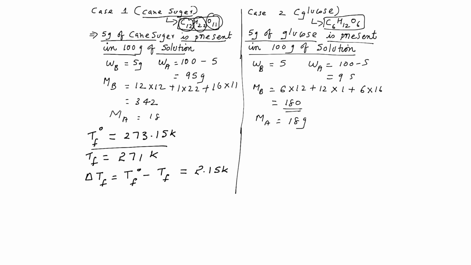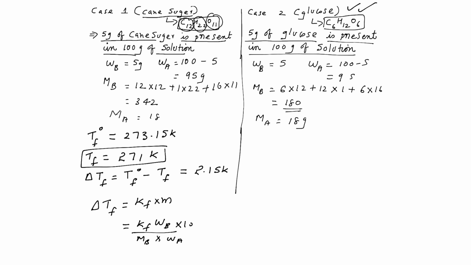Okay. Now what is our aim? See, they have given the freezing point of cane sugar in water, and we have to find the freezing point of glucose in water. Now for depression of freezing point, we already have an equation, right? What is the equation? Delta TF is equal to KF into molality. What is molality? WB by MB into WA, and into 1000 here for unit conversion, right? So this is the equation. All of you know this, right?